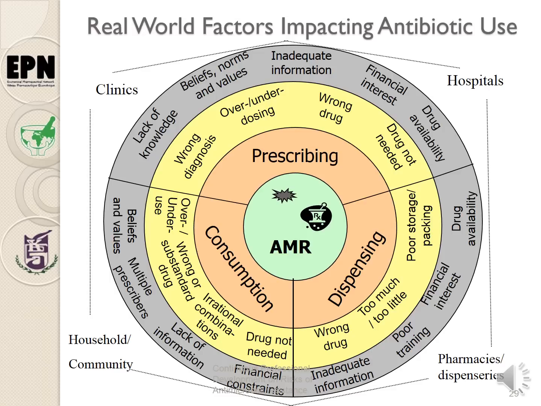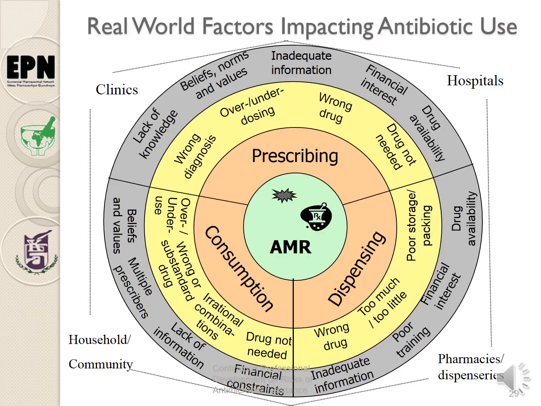There are 3 main groups that influence the inappropriate use of antibiotics. And these have been attributed to prescribing, dispensing, and consumption. Prescribing unnecessarily for antibiotics has been attributed to wrong diagnosis, which can be as a result of lack of knowledge or inadequate information for the prescribers. This would result in either an over or underdose or a wrong drug. For dispensing, either too much or too little of the prescribed drug can be dispensed. Inadequate information for the person who is carrying out the dispensing process, poor training, and lack of the recommended or required drugs can also result in inappropriate use.